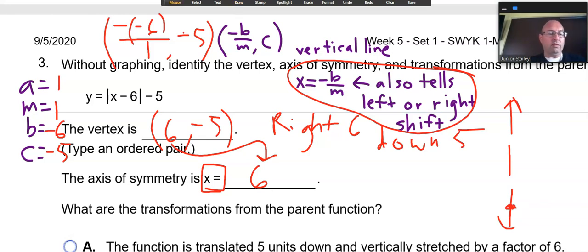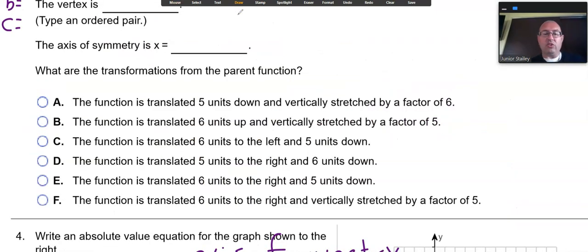Okay, let me look at the graph. I guess this one doesn't have us graph it. So function is translated 5 units down. That's true. And vertically stretched. Ooh, I don't think there was any vertical stretch going on. Nope. So anything that mentions vertical stretch is out.